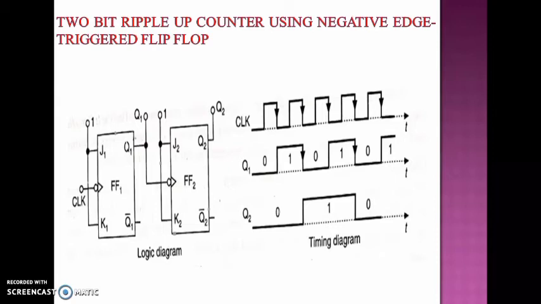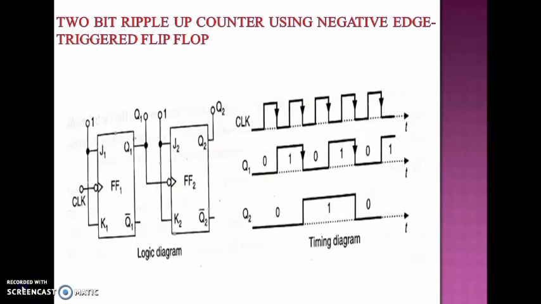When we apply the fourth negative clock pulse, flip-flop 1 changes from 1 to 0. So, the negative going signal is applied to flip-flop 2. Flip-flop 2 is also activated. That means flip-flop 2 value changes from 1 to 0. So the state is 0, 0.